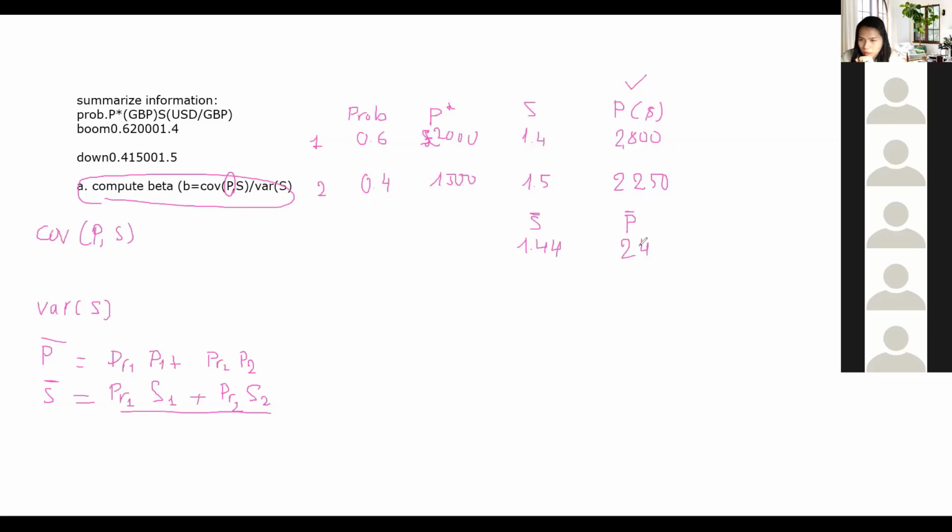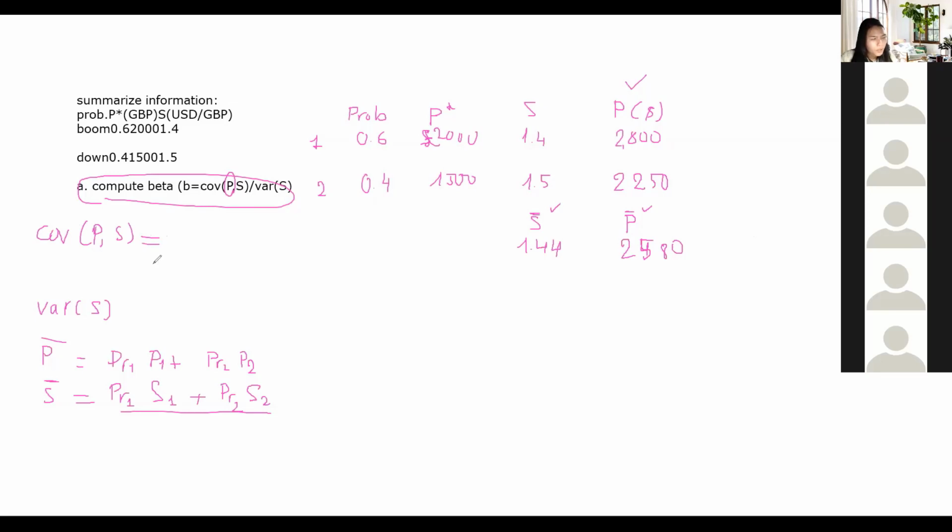So in this case, I'm going to have 2,580. So once I've got the S bar and P bar, which is the weighted average of S and P, I'm going to use these numbers for the covariance and the variance formula. For this particular question, I'm going to help you compute these two numbers. And then for the next question, you guys can help me.